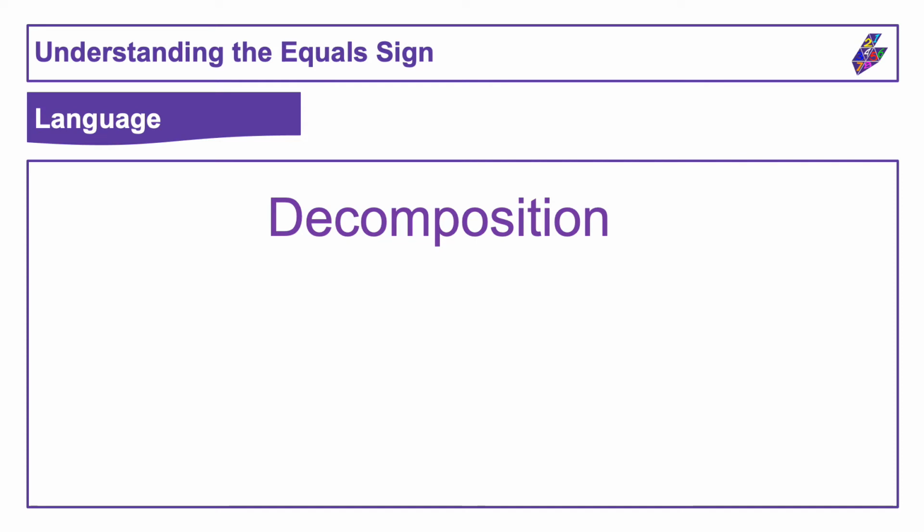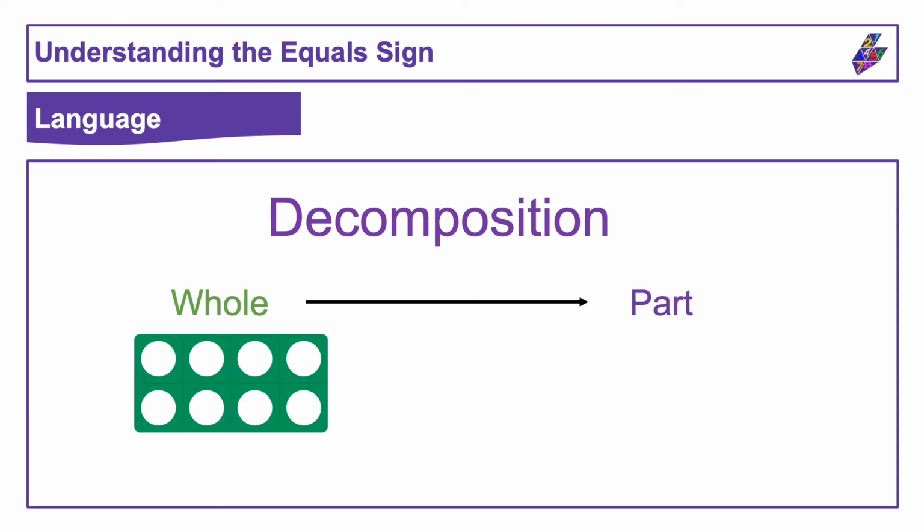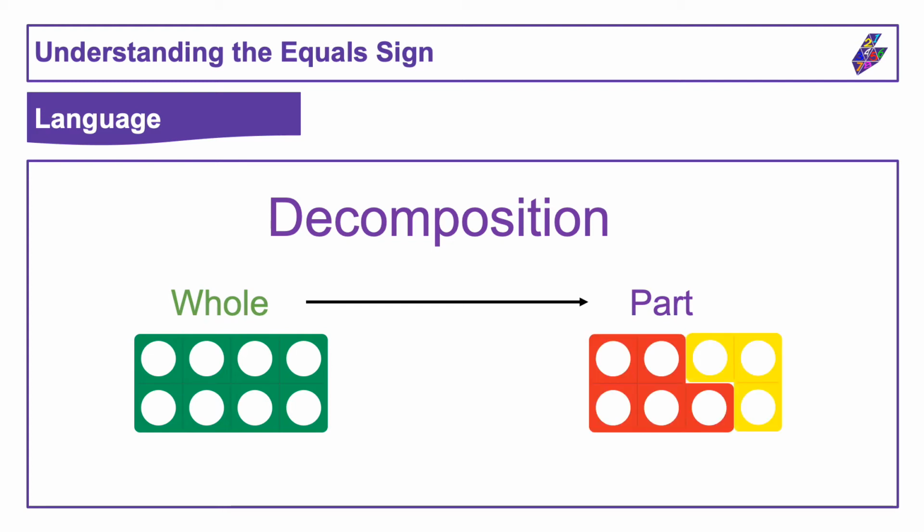With decomposition, you're considering the whole and then thinking about what parts you could break it up into. If we have 8, for example, there are many ways we could decompose or break apart 8 into different parts. But one way is taking the parts 5 and 3. So 8 can be decomposed into 5 and 3. As an equation, it looks like this: 8 equals 5 plus 3.